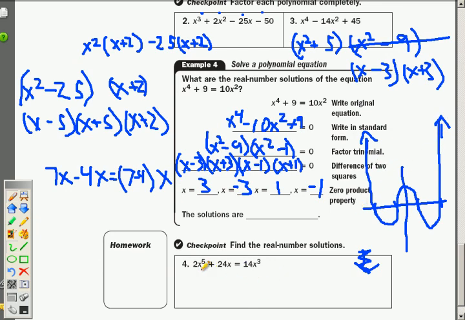Let's take a look at checkpoint number 4. Take a moment and see how you do.